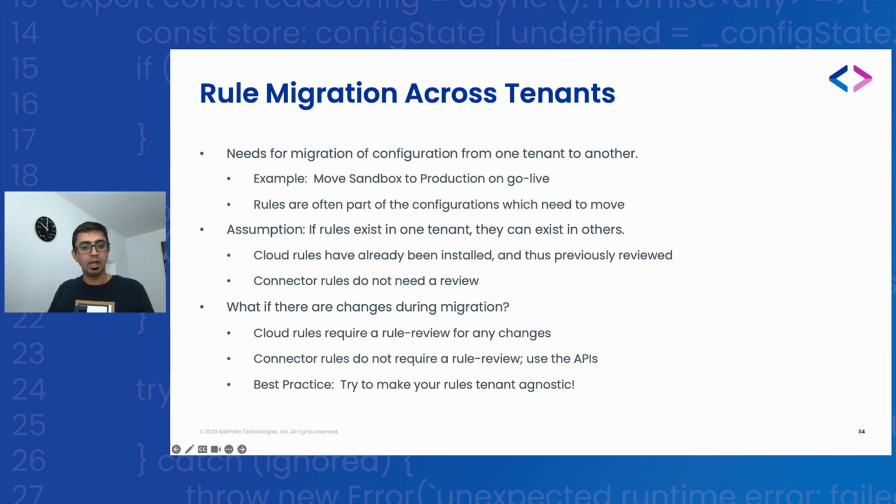And also, the only way we can migrate the cloud rules through API is if we make sure we are not making any kind of changes between the sandbox and prod. So for that reason, we always recommend building the cloud rules so that they're not tenant dependent. So instead of using the source IDs, it's better to use some kind of source names.